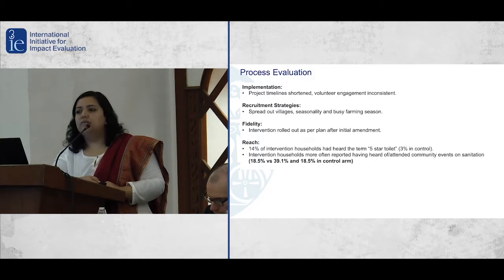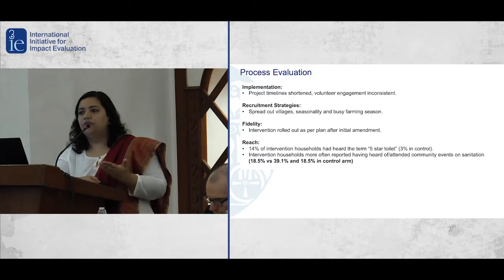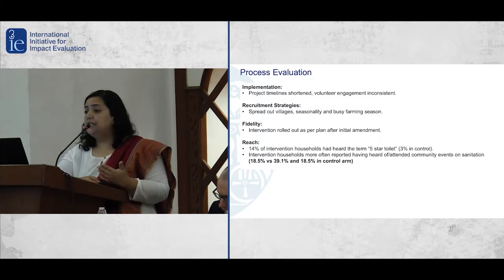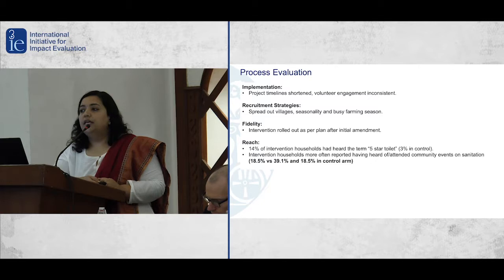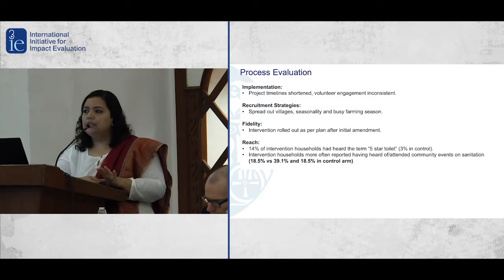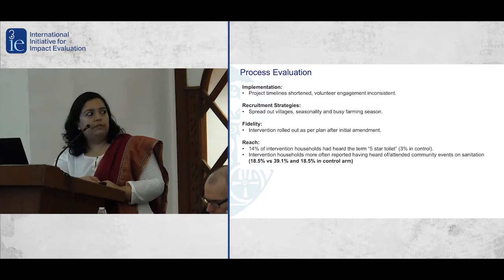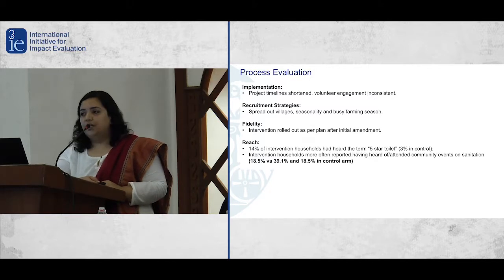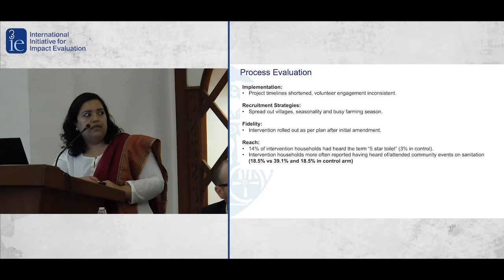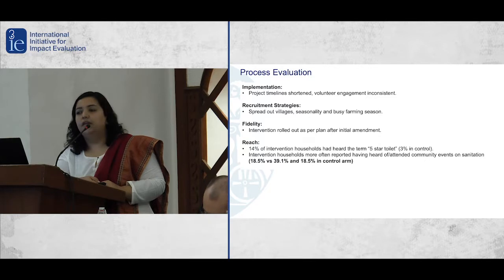Villages were spread out. Seasonality and farming season were some of the reasons why the facilitators of the campaign found it really difficult to engage communities. The intervention was modified in the initial stages, but then it was implemented as per plan. Only 14% of the intervention households had heard of the 5-star toilet. So there was fairly low coverage, but intervention households more often reported having heard of or attended events as compared to the control arm.